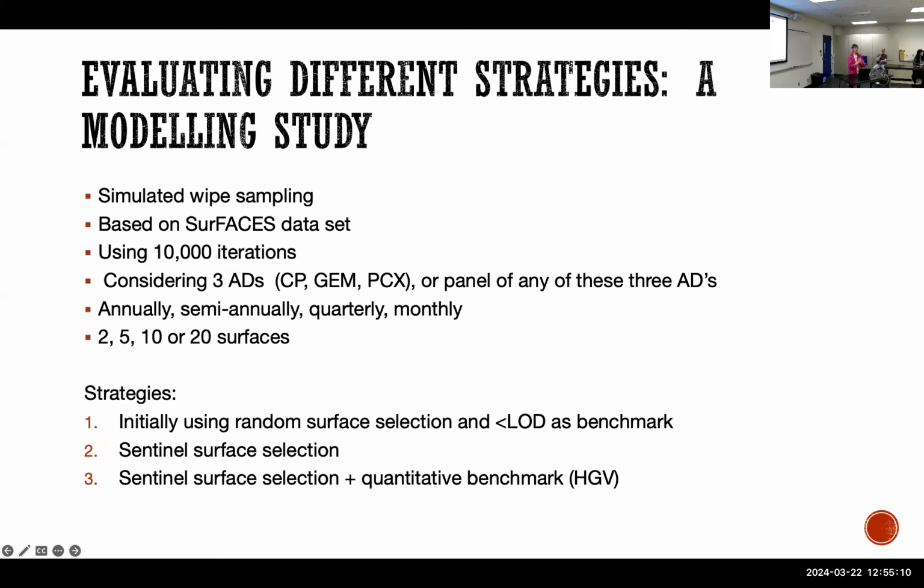And by sentinel surface, I mean that we are purposefully selecting surfaces based on the frequency of contamination. So again, going back to our surfaces study, we could look at that data and see which surfaces had the highest frequency of contamination above the limit of detection. So we were very purposeful. We wanted to weight the odds that if a surface was contaminated, we would find it. And then we used that sentinel surface selection plus a quantitative benchmark, which I'll talk more about a little bit later. So in place of that presence absence, we used a quantitative benchmark.